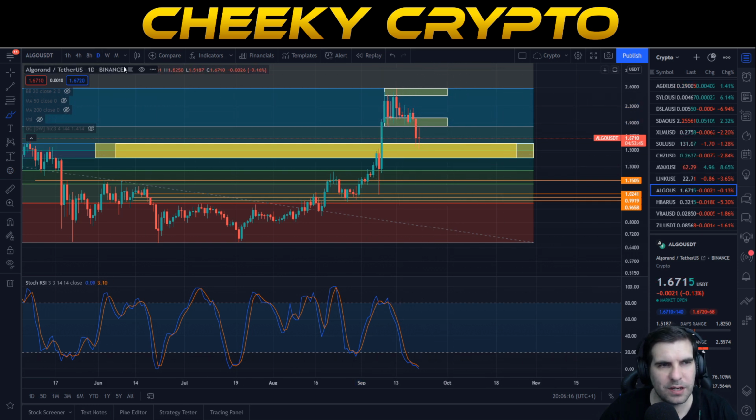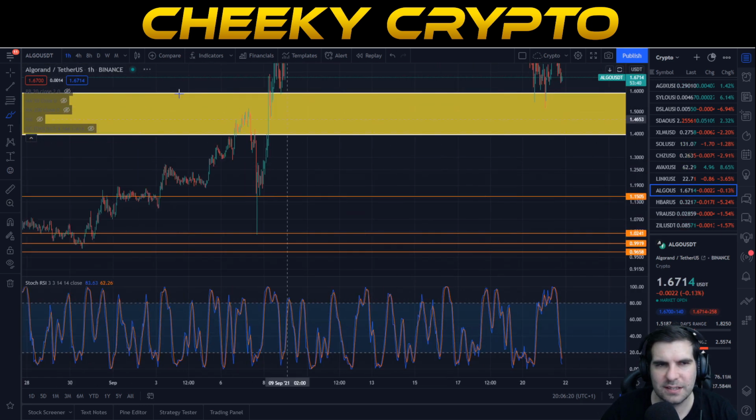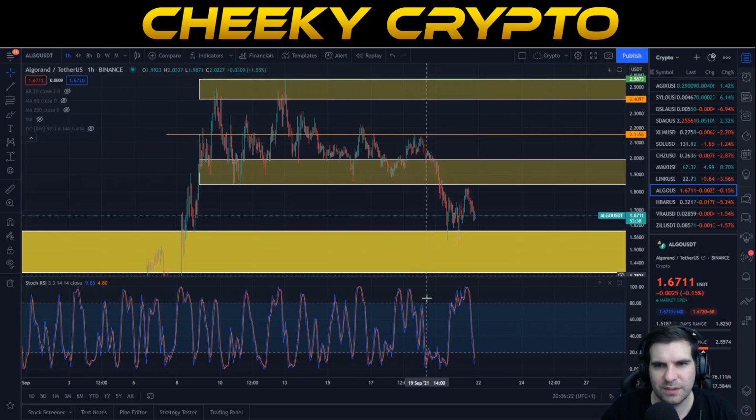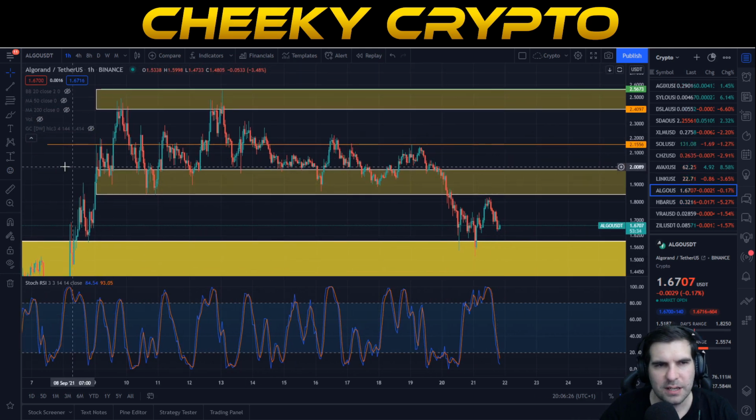So what we're going to do now is actually jump down into our hourly view in this brief technical analysis and really break down what is going on most recently here and what we should expect to see happen next for Algorand. So Algo was trading inside this area for a while. We found resistance and support on this $2.15 area.